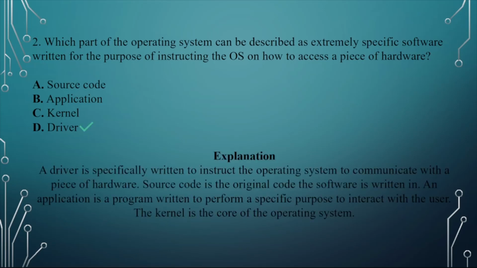The answer here is D, Driver. A driver is specifically written to instruct the operating system to communicate with a piece of hardware, like a wired mouse and keyboard. Source code is the original code the software is written in. An application is a program written to perform a specific purpose to interact with the user. The kernel is the core of the operating system.